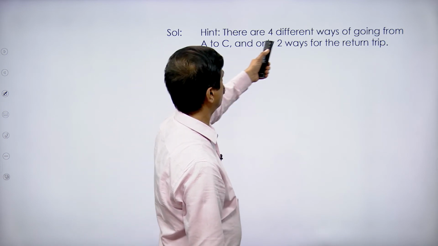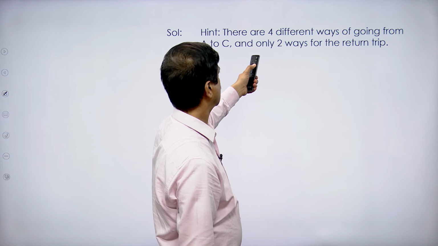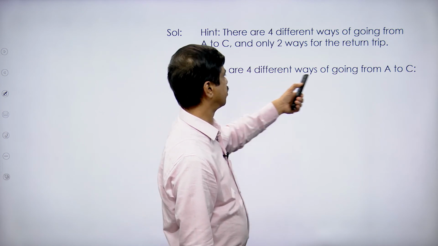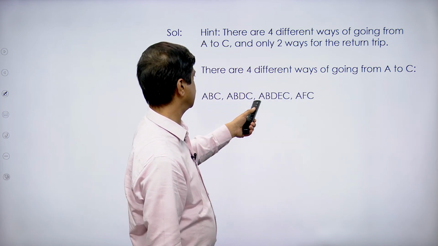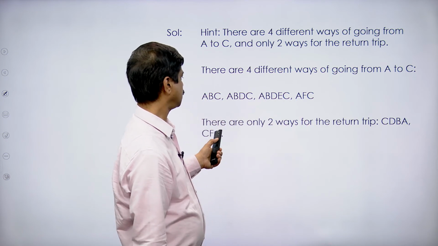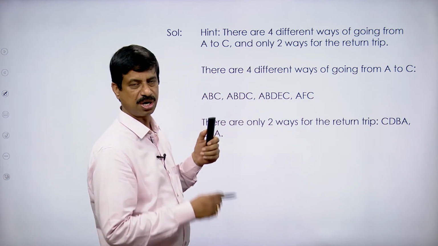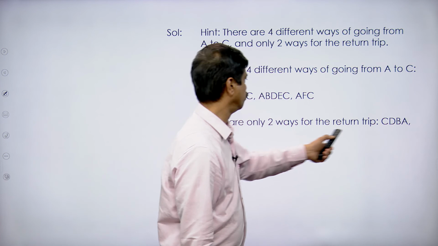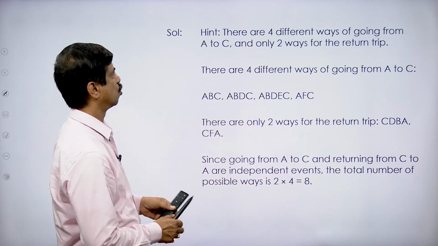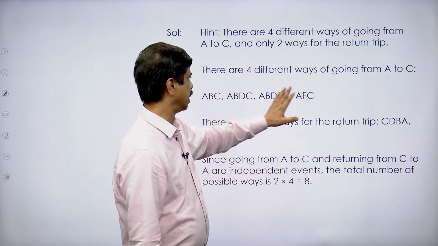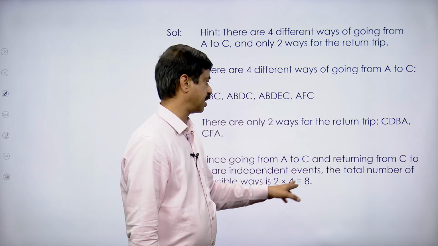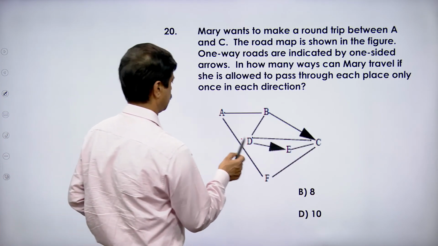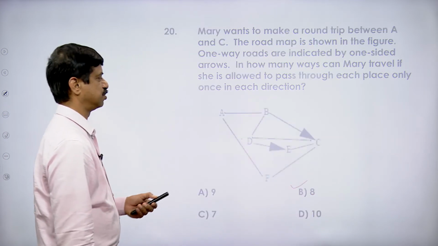So now there are 4 different ways of going from A to C and only 2 ways for the return trip, means one direction you have. The 4 ways of going from A to C are ABC, ABDC, ABDEC and AFC. A round trip means going from one end to the other and coming back. So there are 2 ways to return. Total number of possibilities: going is 4, and means multiplication, coming is 2. So 4 into 2 is 8 ways. So that is option B. Okay, children, please note this fast, quick.